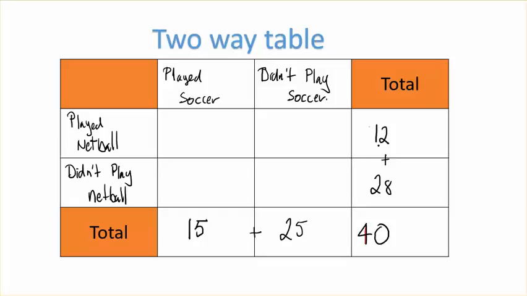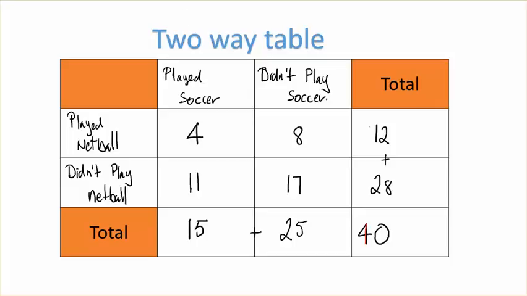Now this is where a two-way table comes in really useful. It's these bits just in here. I asked them one more question. I said, who played soccer and netball, and it turns out that 4 people played soccer and netball. Now with that one question I can fill in the rest of this table here, because I know that 4 plus something must be 12, and that's 8. And I also know that 4 plus something equals 15. Well, that's 11. And I know that 11 plus something must give me 28, and that would be 17.